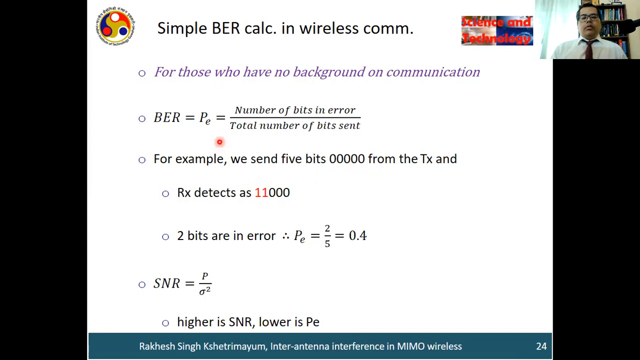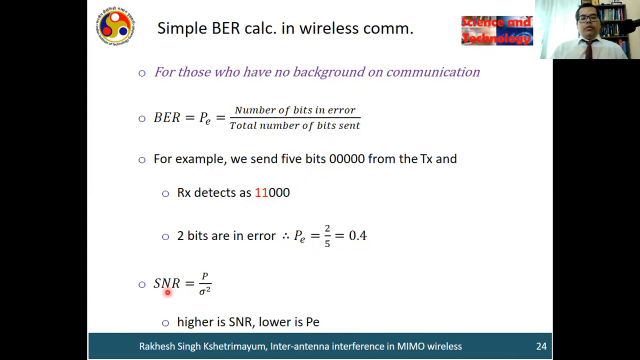Bit error rate is also called probability of error. So we have 2 parameters in wireless communication. One is channel capacity, which gives you the maximum data rate you can transfer over the channel. And another is the probability of error. This can be calculated as bit error rate. So when I send 5 bits, 2 bits are in error. The probability of error is 2 by 5. This is calculated as number of bits in error divided by total number of bits sent. So it's 0.4. That's how you calculate the probability of error or bit error rate.